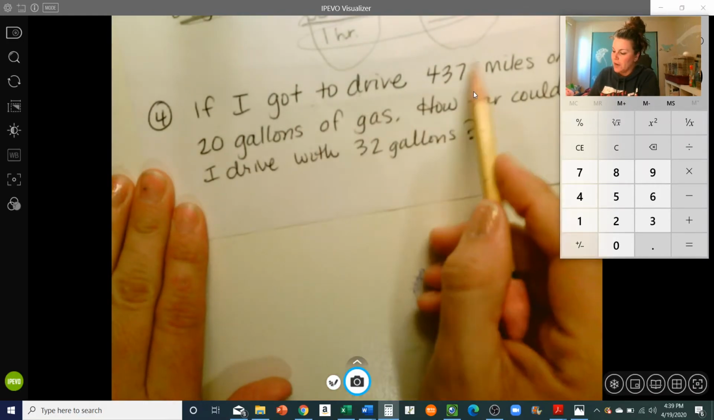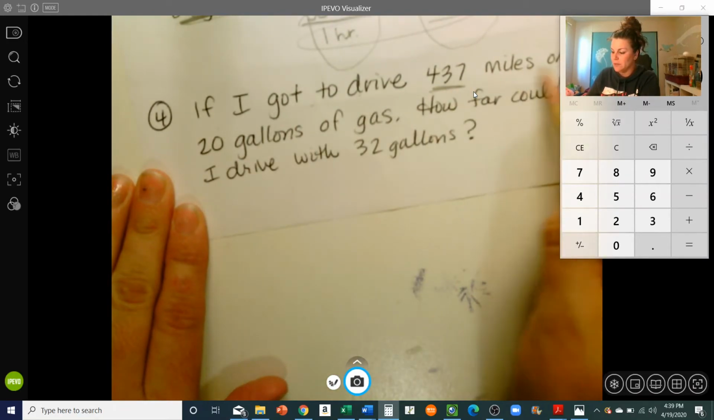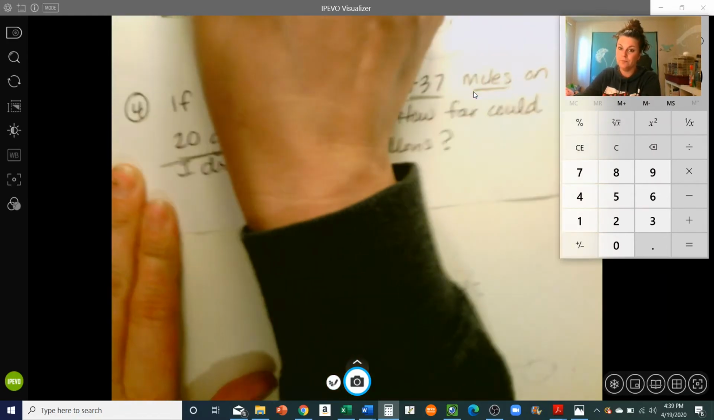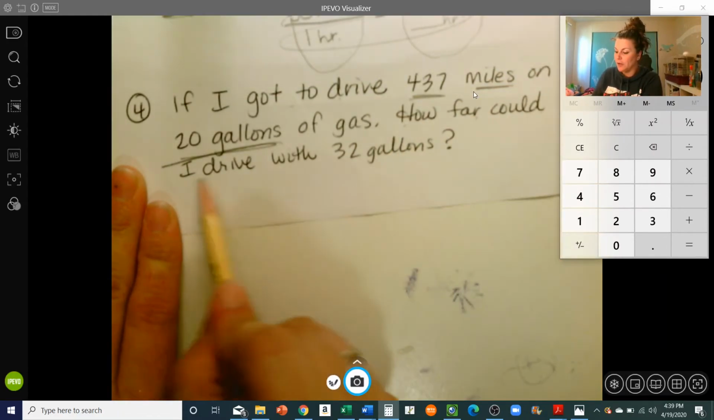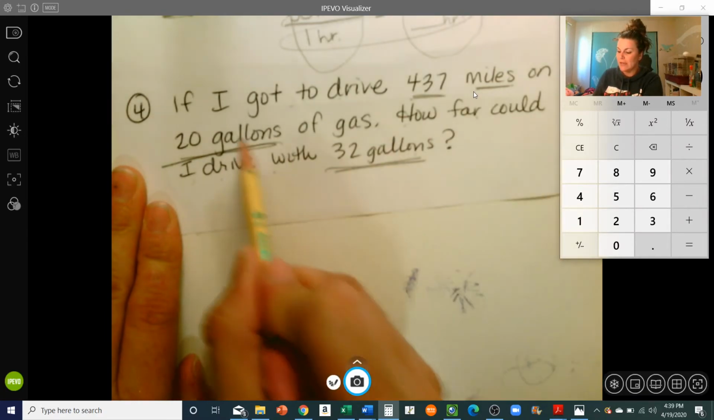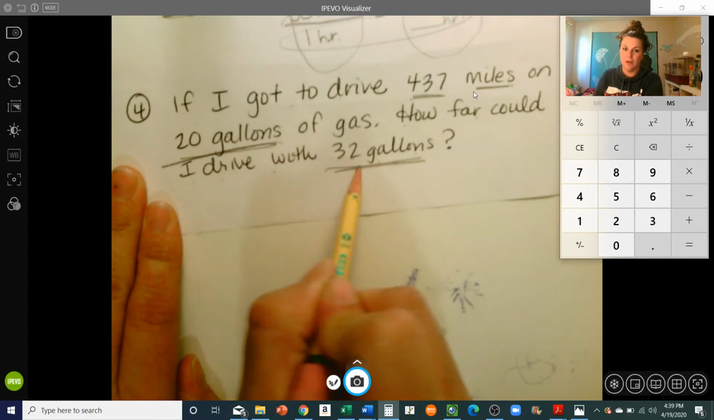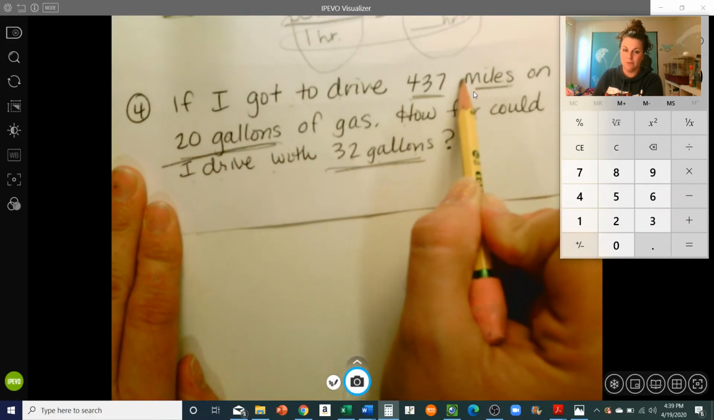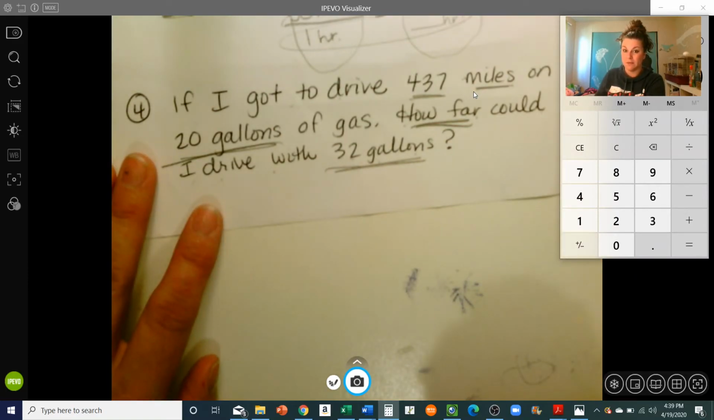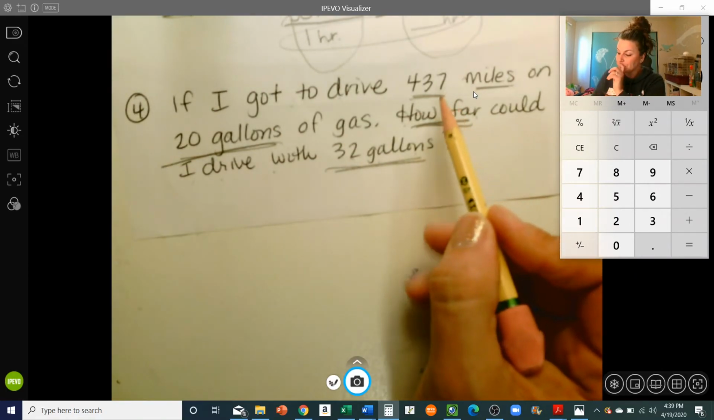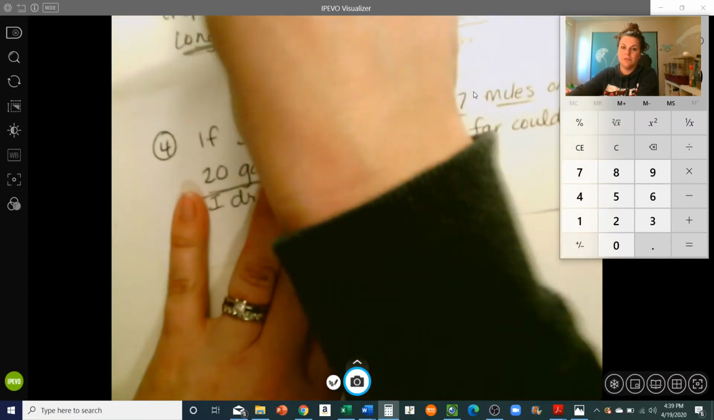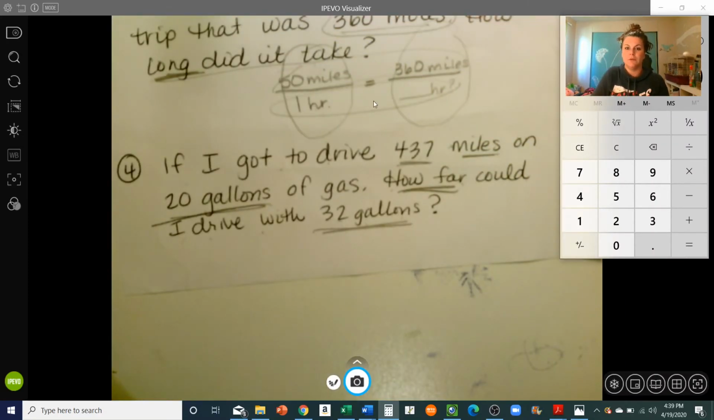If I got to drive 437 miles on 20 gallons of gas, how far could I drive with 32 gallons? So notice I have 2 gallon numbers and I have 1 mile number. So the thing I'm missing is how far. I'm missing miles. Okay? And because I just realized I didn't solve this one. Sorry. This one up here.